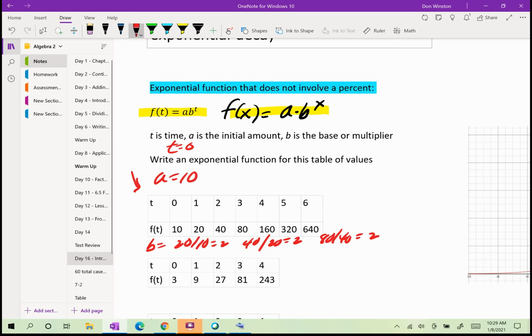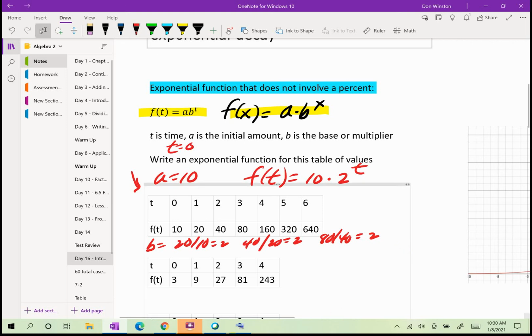In other words, every time t increases by 1, we're multiplying f(t) by 2, our multiplier, or our base. So b is equal to 2. So my function then would be f(t) is equal to the initial amount 10 times my base, or multiplier, 2 raised to the t.